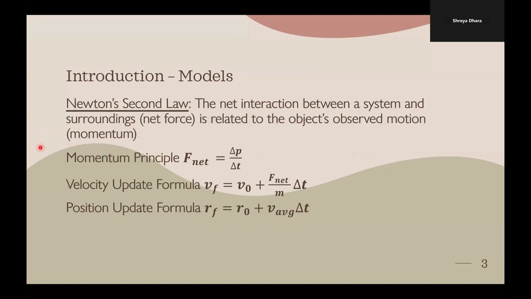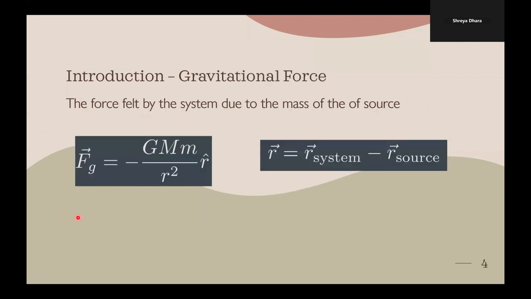To provide some introduction, we need to know Newton's second law, which basically tells us that the net interaction between a system and its surroundings, so the net force, is related to the object's observed momentum. We need to know the momentum principle, which describes that, and then the velocity update formula, which we can get from the momentum principle, and then the position update formula. We also need to know the gravitational force.